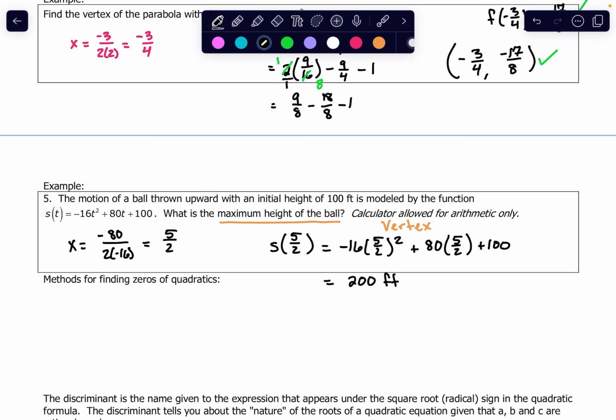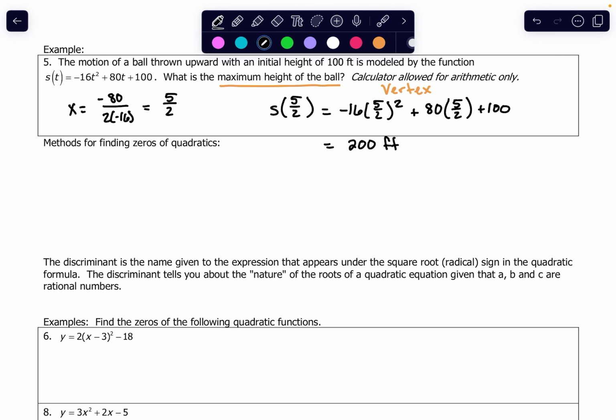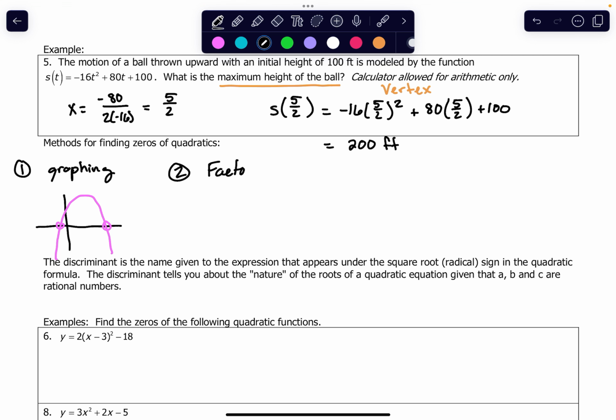Okay, let's talk about finding zeros of quadratics. There are a lot of methods, which is why quadratics are fun. First off, we have graphing. If you're given a graph, this is probably your best option to analyze this visually and find the x-intercepts by inspection. Second is by factoring, probably the fastest method. Obviously, this is going to be your best bet if an expression is factorable.